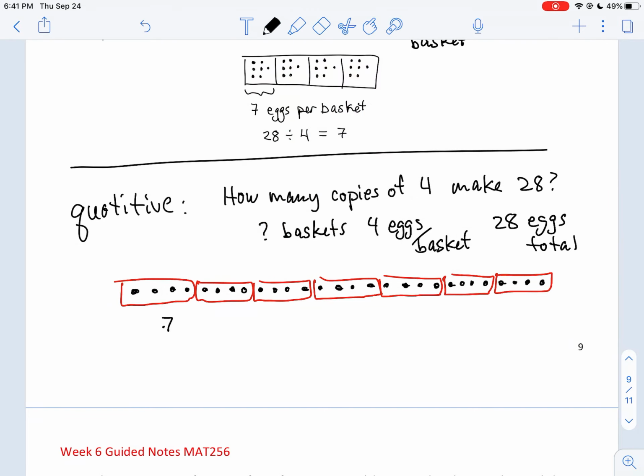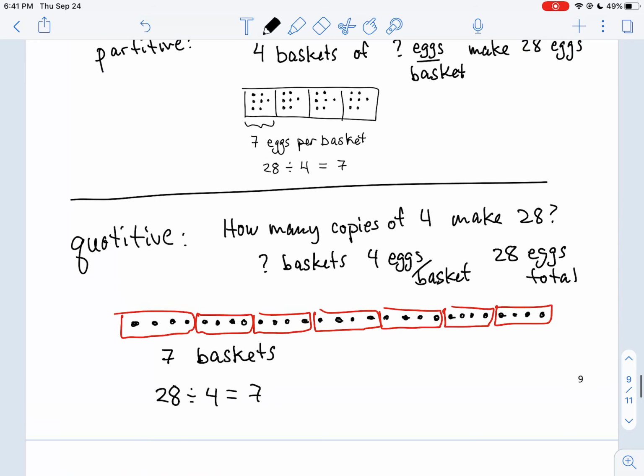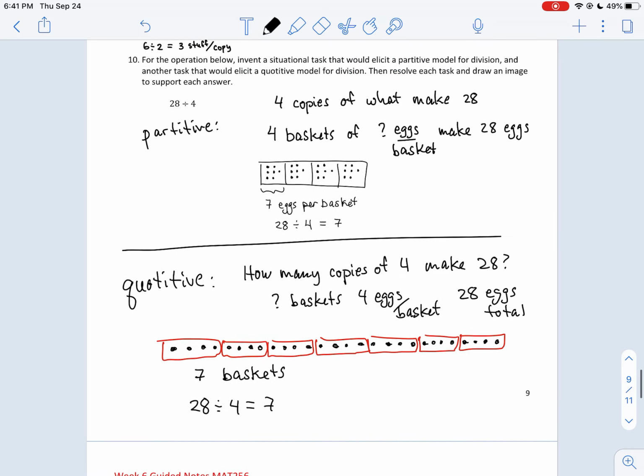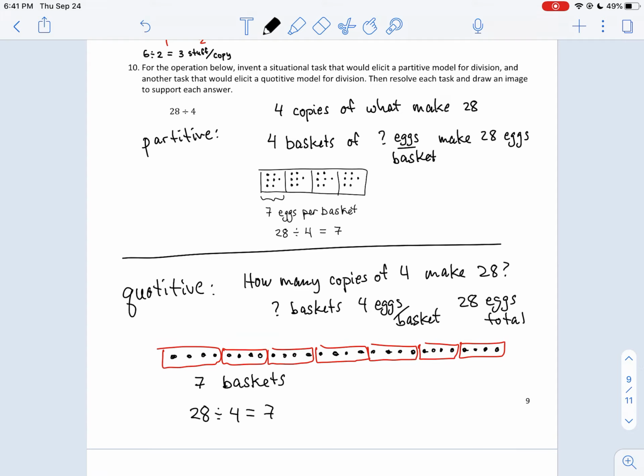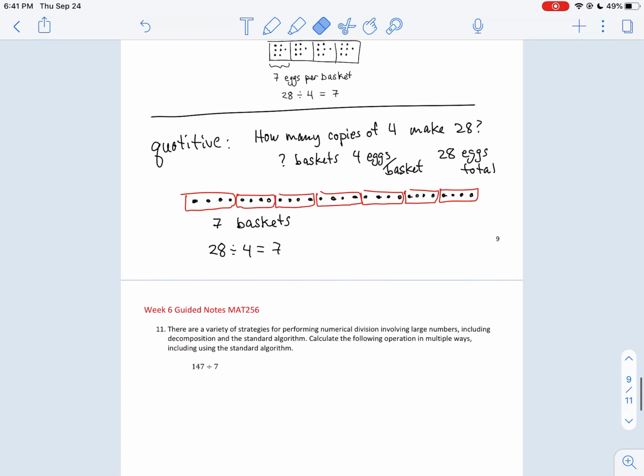Right, so this concludes that we have 7 baskets. And numerically, I still would have done 28 divided by 4 and got a 7, just that the interpretation of the 7 is very different. In one case, we were trying to find how many eggs there were per basket. In the other case, we were trying to figure out how many baskets there were. They both use the same numerical operation of division, but they're very different conceptually, and the meaning of the answer 7 is very different.